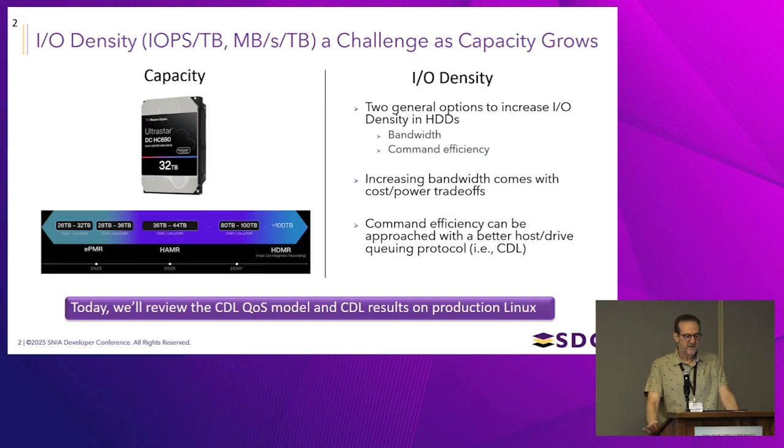And there are two general options to increase I/O density. You can increase the bandwidth of the device somehow. In the past we had high RPM drives and we've had dual actuators, things like that, but we're not going to talk about any of that today. We could have many discussions and sessions on that. You can also approach the problem by improving the command efficiency with a better queuing protocol between the host and the device for scheduling commands. So that's what we're going to review, the model of CDL, and then Damien is going to share results that we've measured with the production version of Linux and real hardware.